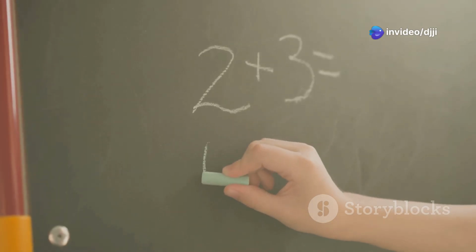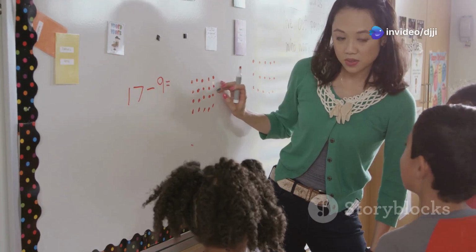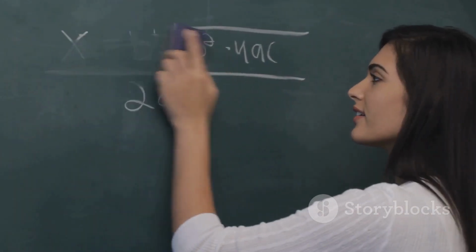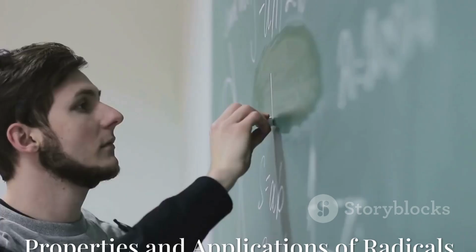Next, we subtract 5 from both sides. X equals 49 minus 5, which gives us x equals 44. Thus, the value of x is 44.